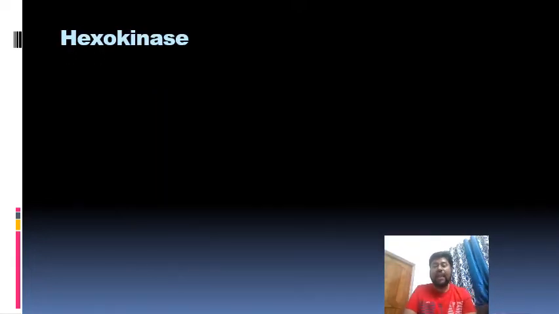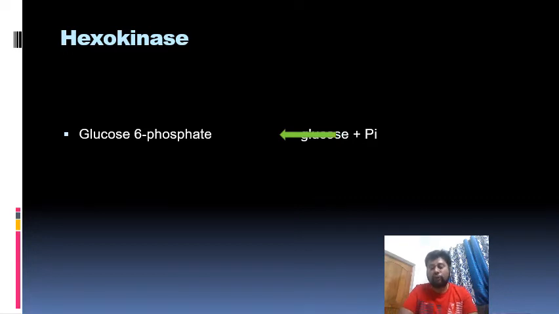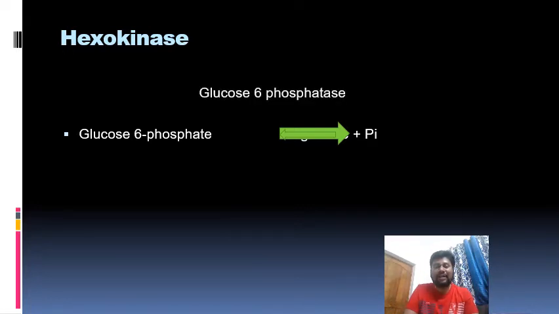First we start with hexokinase. In glycolysis, the action of hexokinase is to phosphorylate glucose and convert it into glucose 6 phosphate. This is the normal action of hexokinase. Now in gluconeogenesis, this reaction has to be reversed. In the reverse, the phosphate from glucose 6 phosphate is removed so that glucose is formed. The enzyme that removes the phosphate from glucose 6 phosphate is called glucose 6 phosphatase. That is the alternate enzyme of hexokinase in the gluconeogenesis pathway.